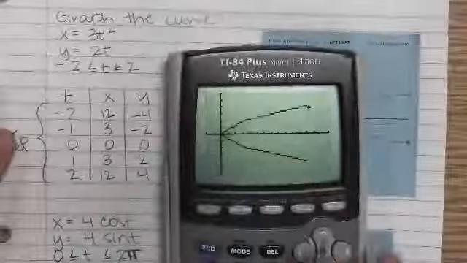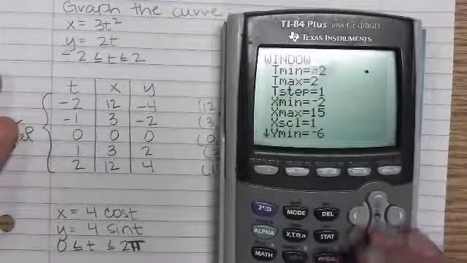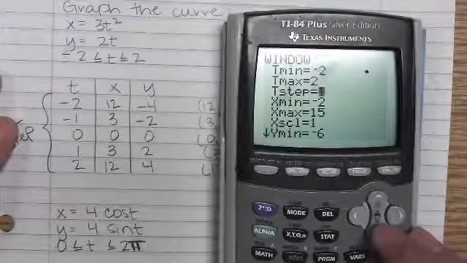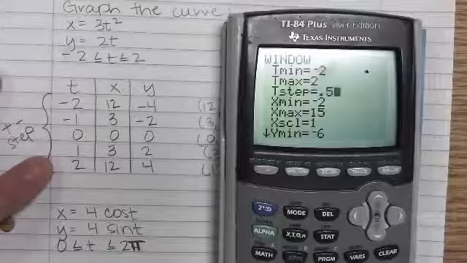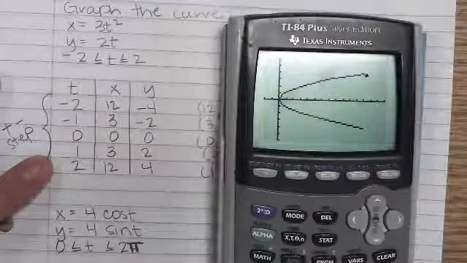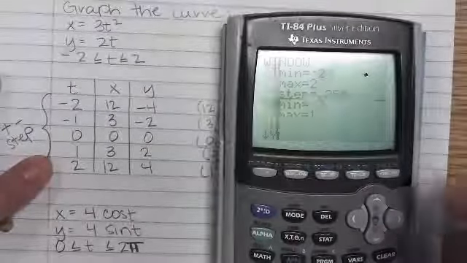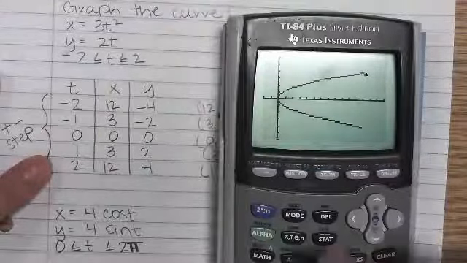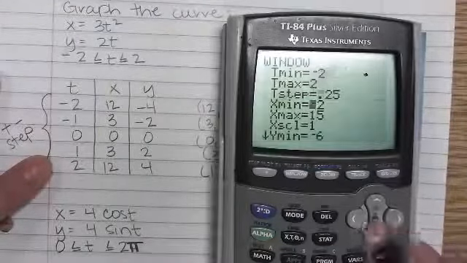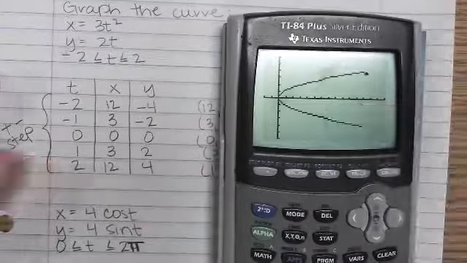Now if you look, this parabola doesn't look super nice. So if you hit your window button and change the t step so that we were going by 0.5s instead of by 1s, that would give us more points and our parabola would look a little bit more accurate. And then if we did a t step of 0.25, it would give us an even more accurate looking parabola. And then if we did a t step of 0.1, it would be more accurate.